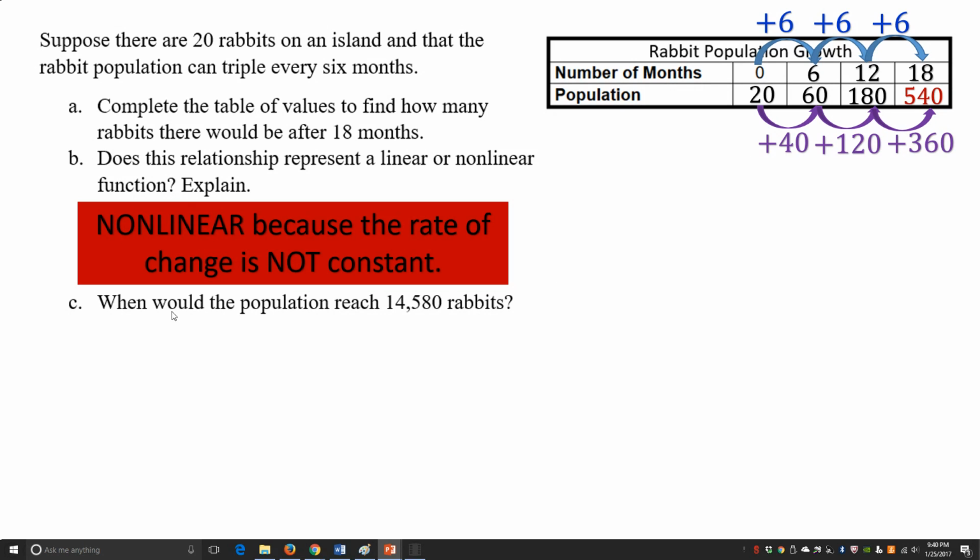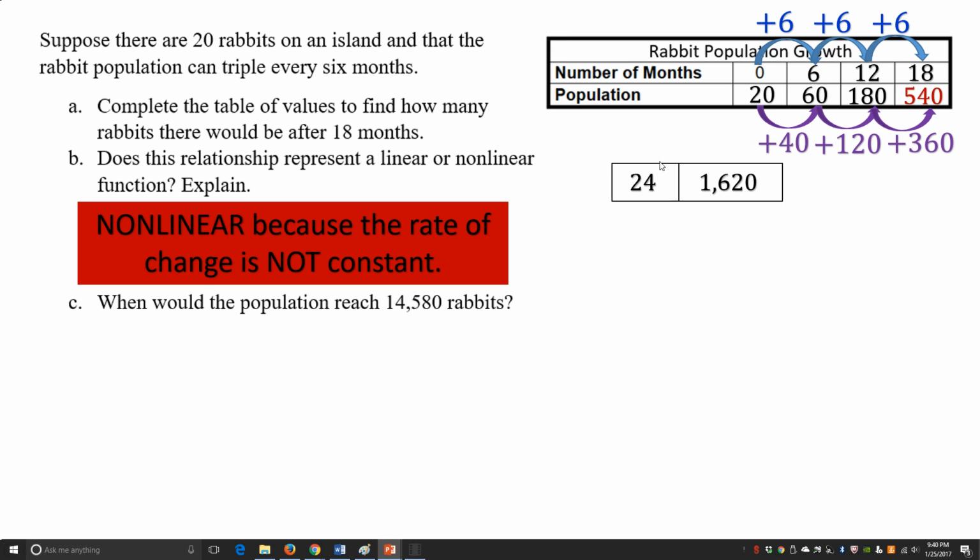And then last but not least, when would the population reach 14,580? What you want to do is continue your table to figure this out. So continue the pattern. We are at 18. 18 plus 6 more months would be 24 months. 540 times 3 would give us 1,620. So we're continuing the table down here.